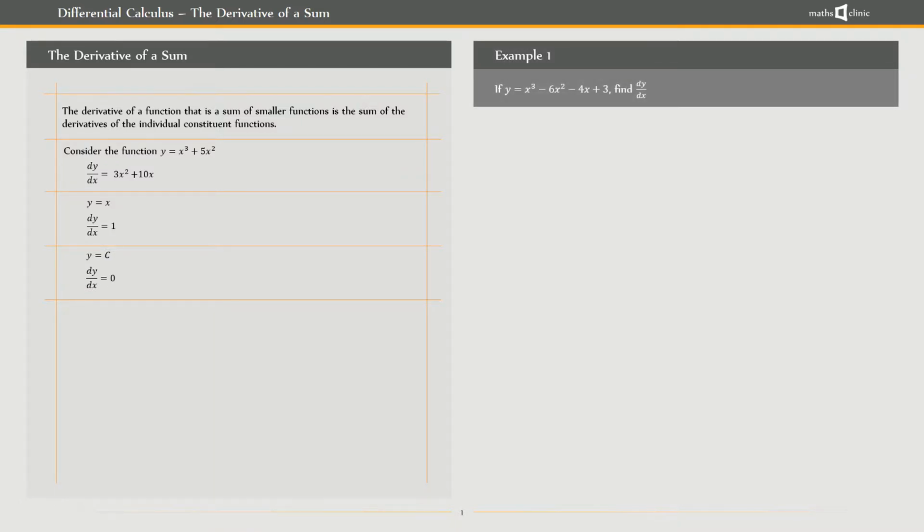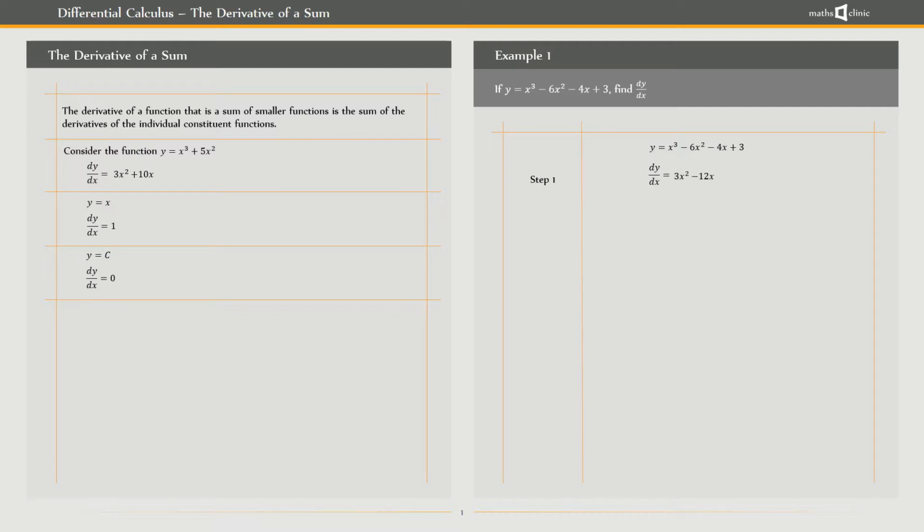So example 1 says if y equals x cubed plus 6x squared minus 4x plus 3, find dy/dx. So we have y equals x cubed plus 6x squared minus 4x plus 3. We've been asked to find dy/dx, and all we have to do is differentiate the individual functions. We'll start with x cubed, and what we have is 3x squared. Then we have plus 6x squared, and if you differentiate that, you have plus 12x.